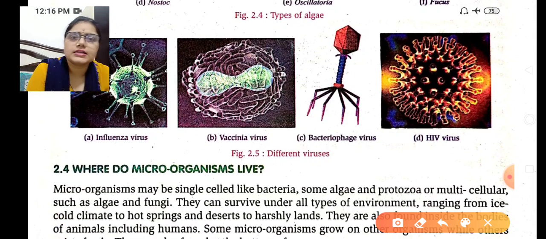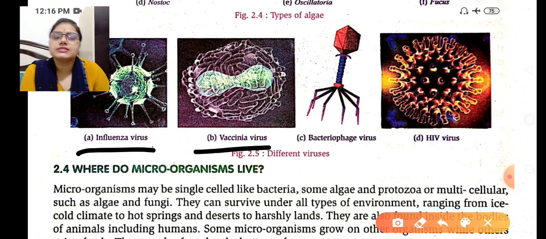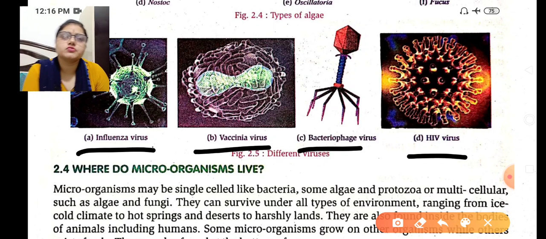Next are the different viruses. The different viruses are the influenza virus, the Vaccinia virus, the bacteriophage virus, and the HIV virus. HIV positive means AIDS. These are some of the types of viruses. You also have to draw the diagrams of all these viruses. So your today's homework is to draw the diagrams of all these types: the types of bacteria, different types of fungi, the protozoa, types of algae, and the last one, the viruses.